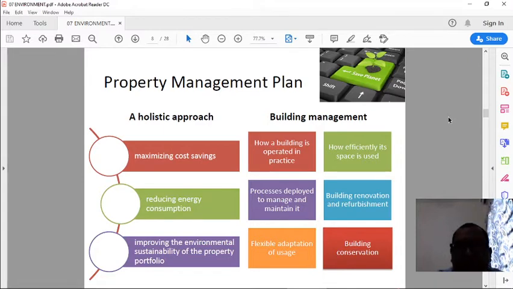Okay, so for building management, we need to look at what is available inside the building or even the property, how the building is operated, how efficiently the space is being used, the process deployed to manage and maintain it, building renovation and refurbishment, the flexible adaptation of usage, and of course building conservation.